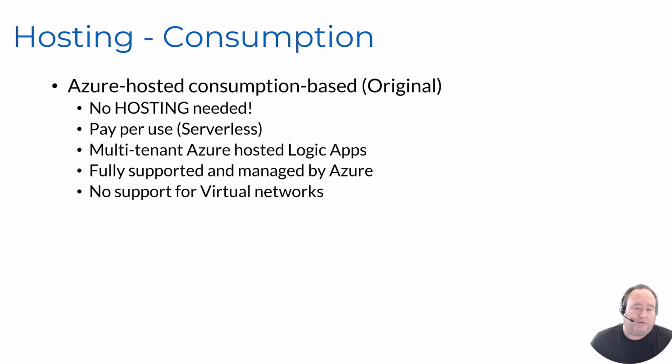There also is no support for virtual networks with Consumption Logic Apps. So if you need that in your solution, and you have an ExpressRoute set up and need to have all your components on the same network, you would want to look at moving away from Consumption. Now, that doesn't mean Consumption can't access on-premises resources. It still can, using things like the on-premises data gateway. It just means it can't be directly on that same network.